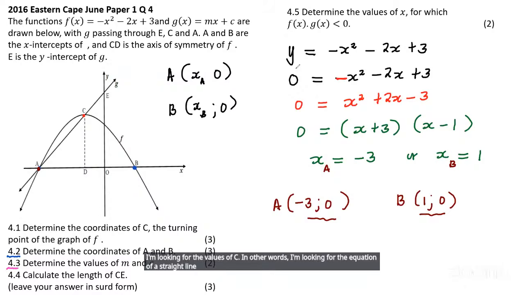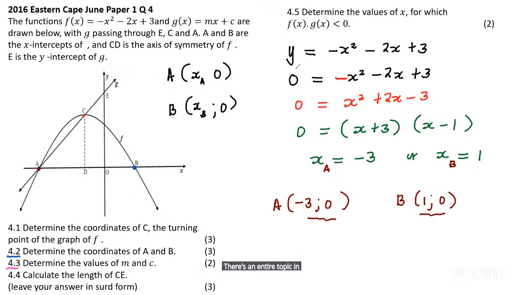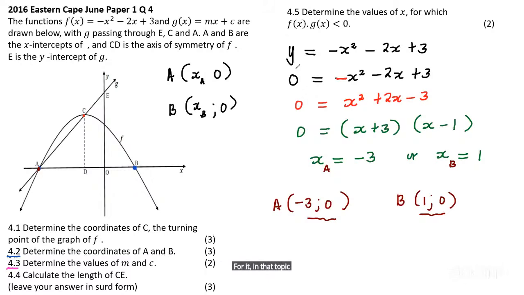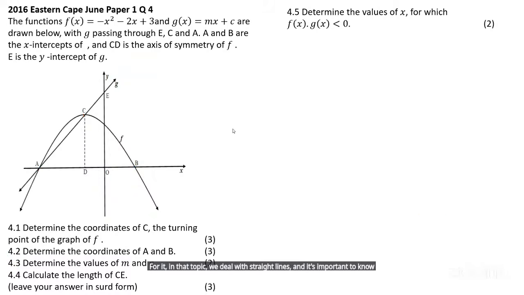There's an entire topic in Maths Paper 2 known as analytical geometry, the one that deals with straight lines. It's taught in grade 11, examined in grade 11 and in grade 12 as well. In that topic, and I have a video on YouTube for it, we deal with straight lines. And it's important to know how to find the equation of a straight line.